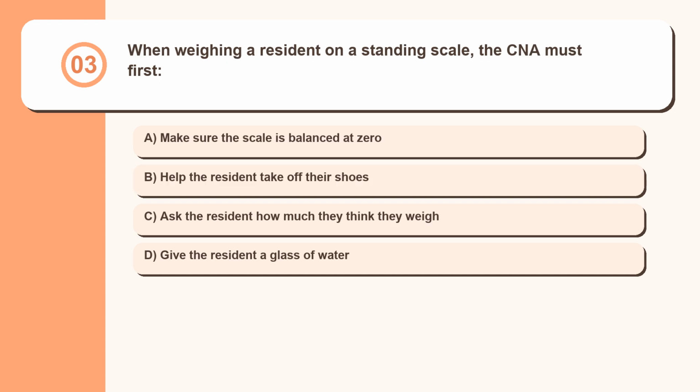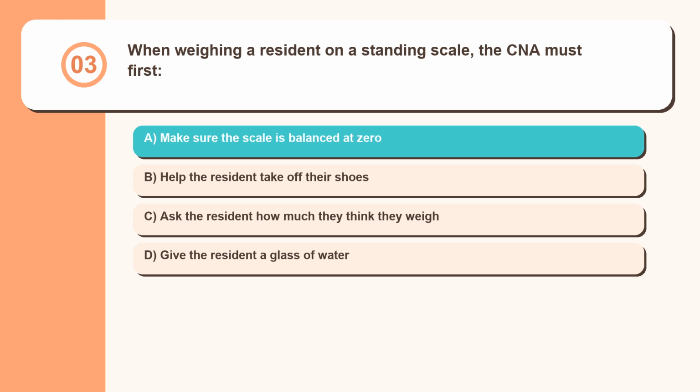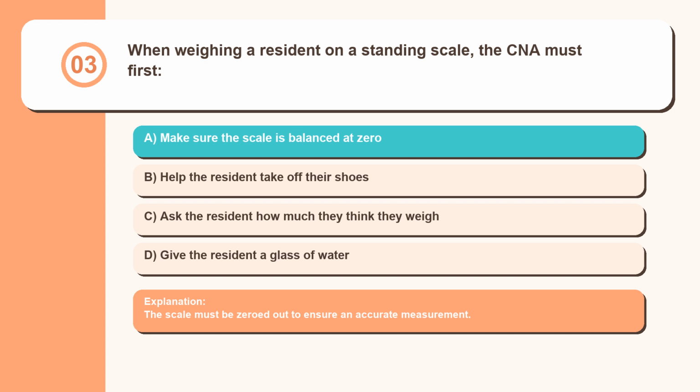Question 3. When weighing a resident on a standing scale, the CNA must first make sure the scale is balanced at 0. Help the resident take off their shoes. Ask the resident how much they think they weigh. Give the resident a glass of water. The scale must be zeroed out to ensure an accurate measurement.